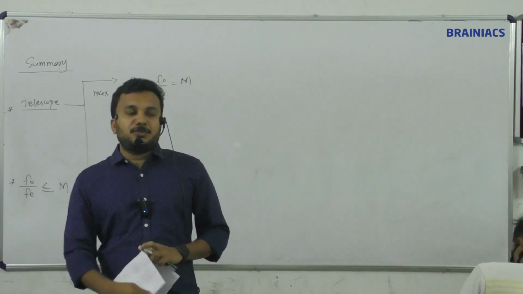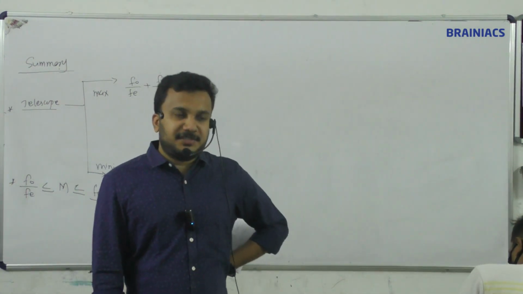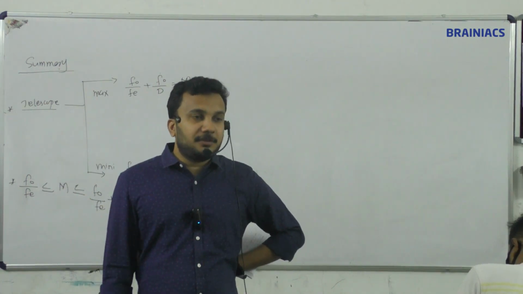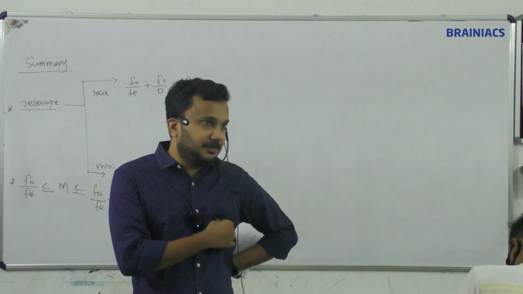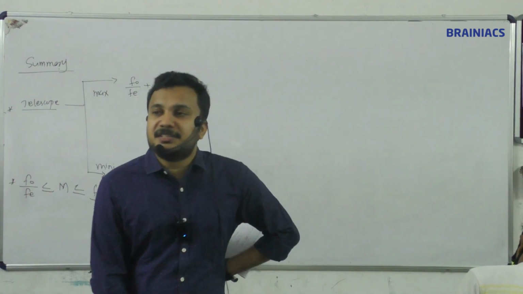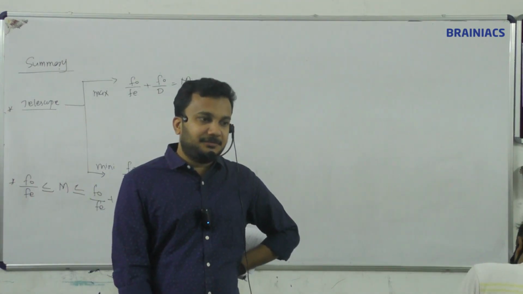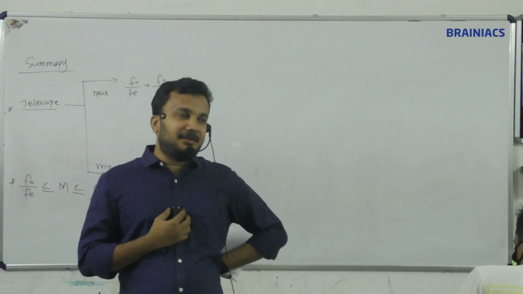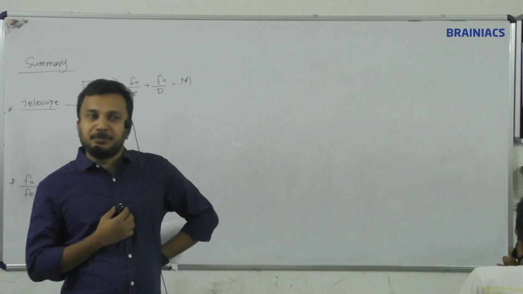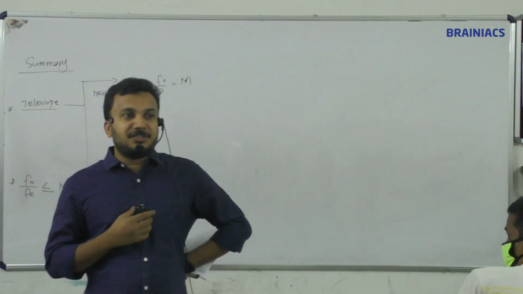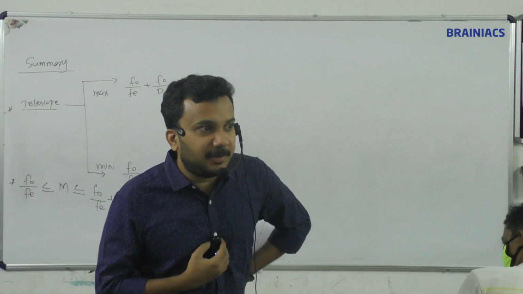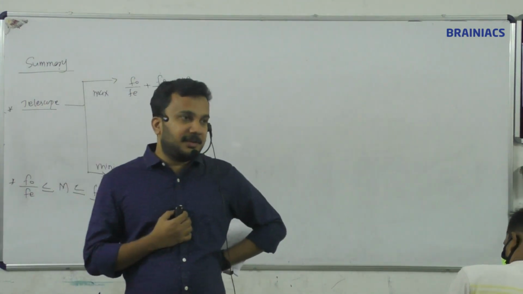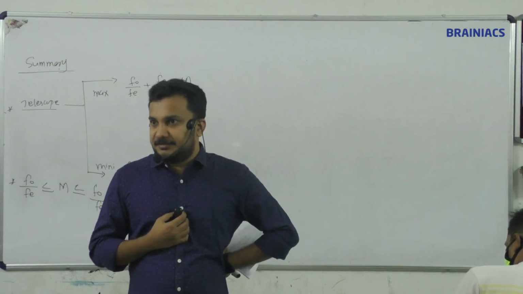Length of the telescope is what? 150 centimeter. What is the equation for length? f0 plus ue. When the image is at infinity, it means minimum magnification. The general formula for magnification is f0 by ue. For minimum magnification, what we will get? f0 by fe.